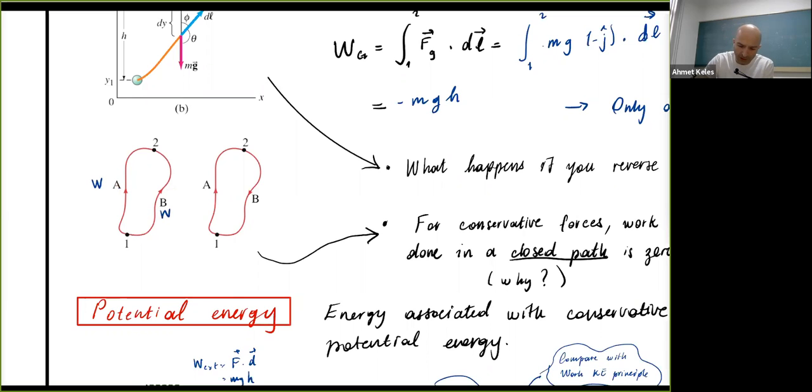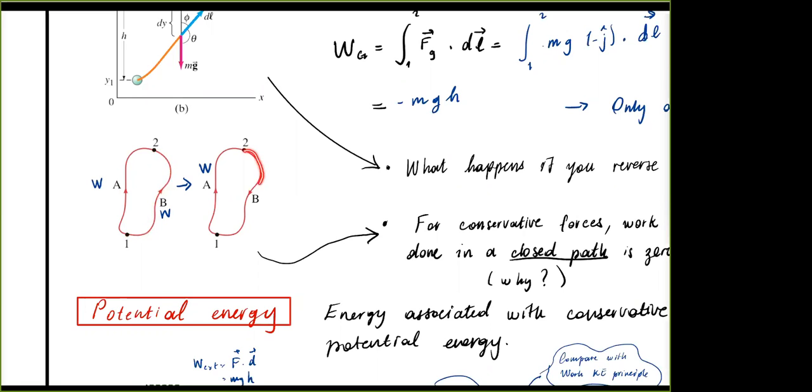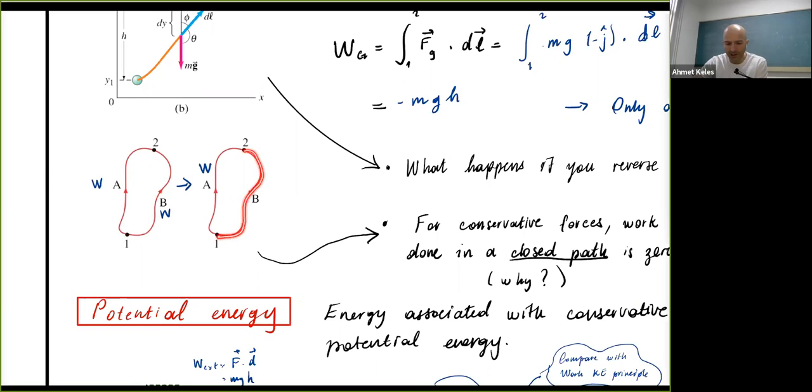Now, I want to change this picture a little bit. I want to keep A the same, so it's W. But I want to reverse this path. Initially, it was like this. I want to reverse this path like this. Now, I want to ask, what is the work done along the path B? It's minus W, right? We just got this, yes.